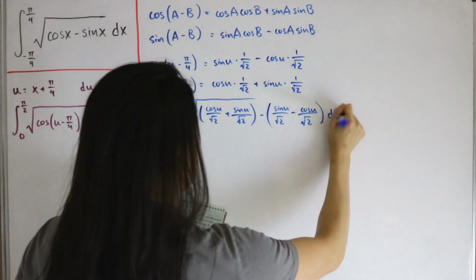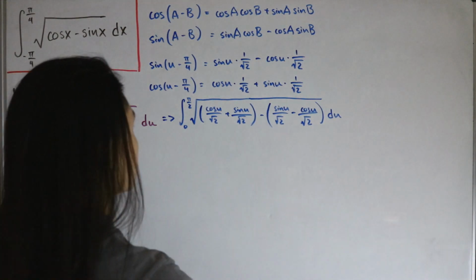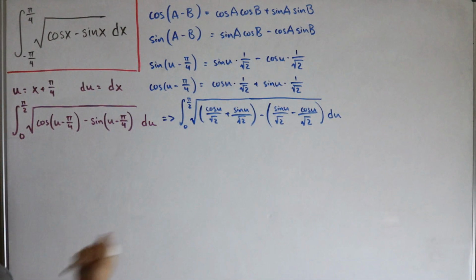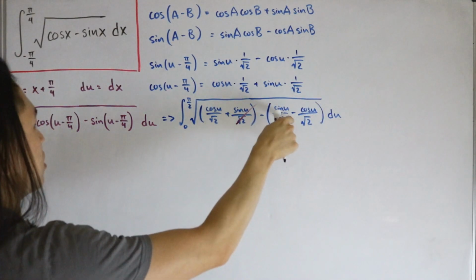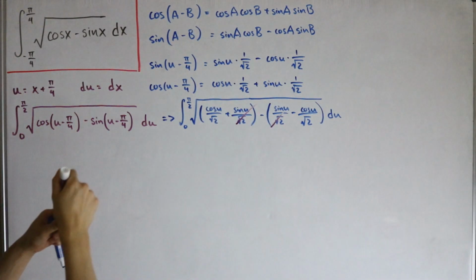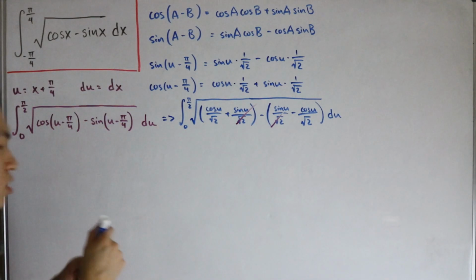Then close that off with du, and as you notice, we have some terms that cancel. So the sine of u and then the square root of 2 divided by square root of 2, this is going to cancel, and then distribute the negative over here. So add those two together and we have a double. With that in mind, let me go back to the other color.